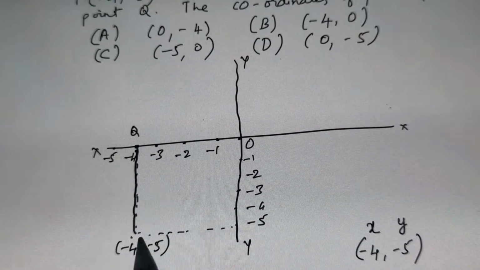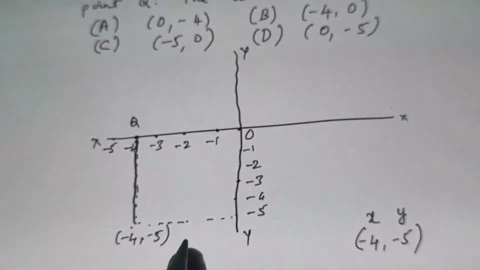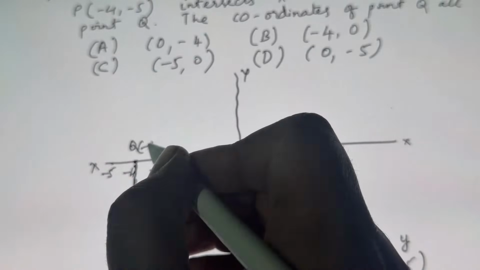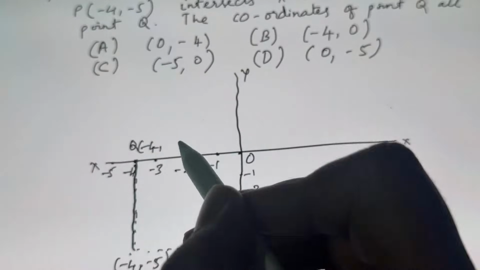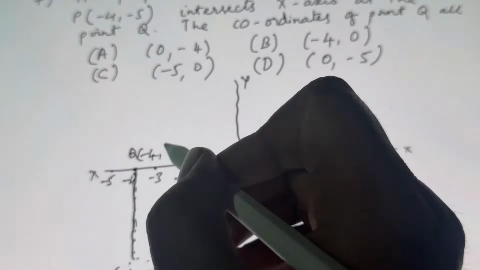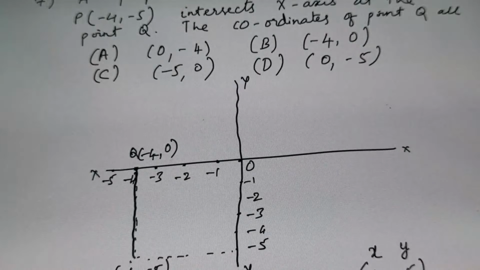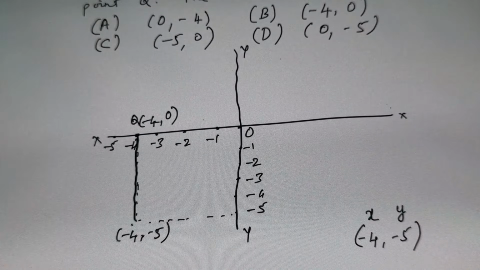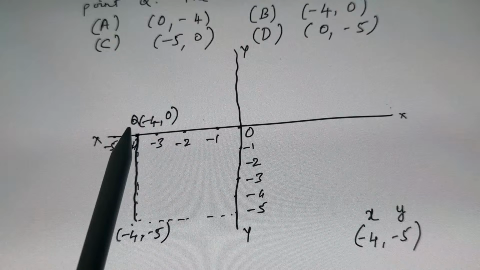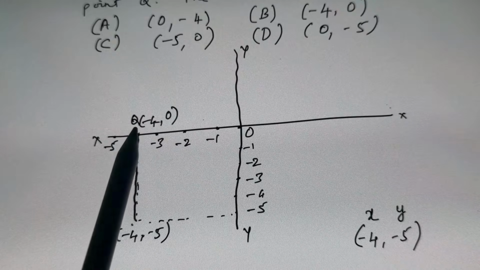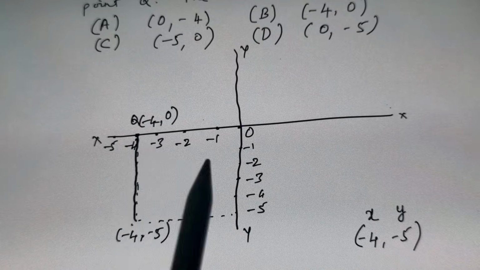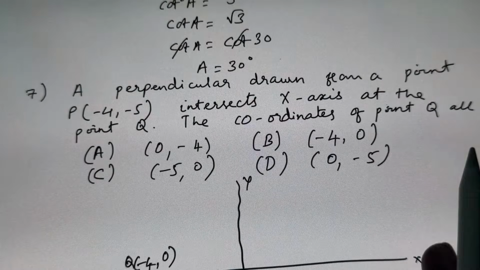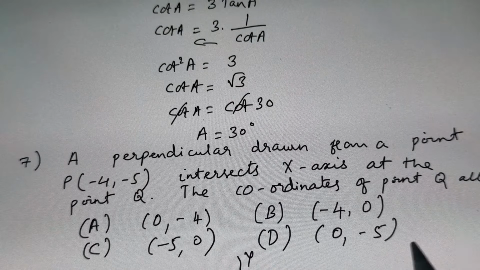Here we can see the value of x coordinate is minus 4. As it is cutting the x-axis, the value of y coordinate is 0. So it is minus 4 comma 0. Therefore, the coordinate of point Q when you draw a perpendicular is minus 4 comma 0. So you have to tick the answer, that is answer B.